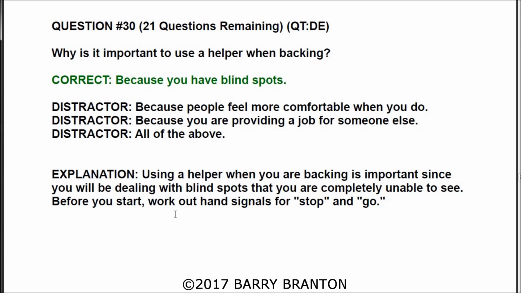Before you start, work out a hand signal for go, for stop, and go. But your most important one is stop. Okay?